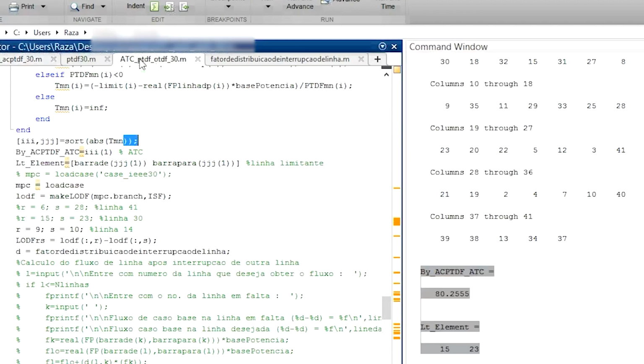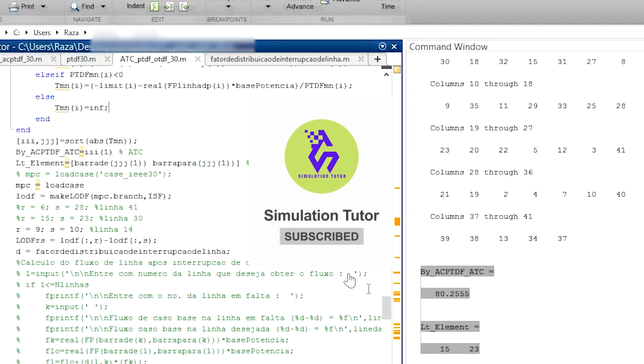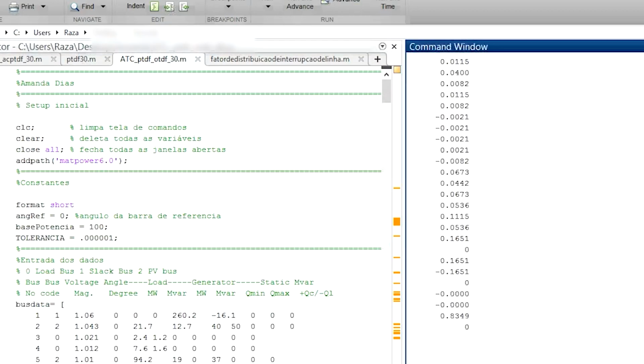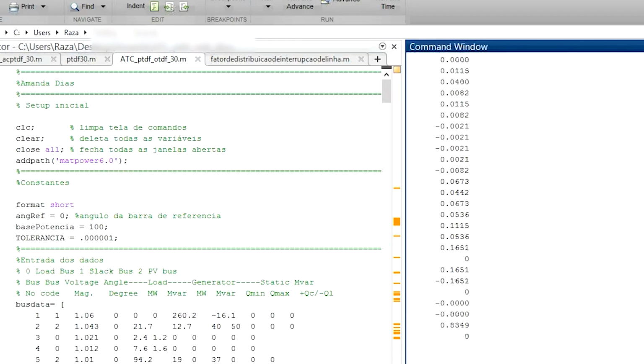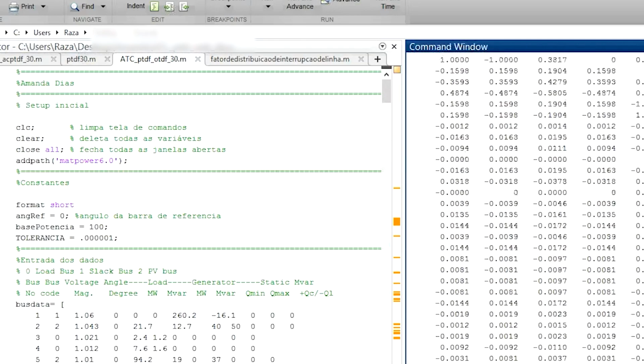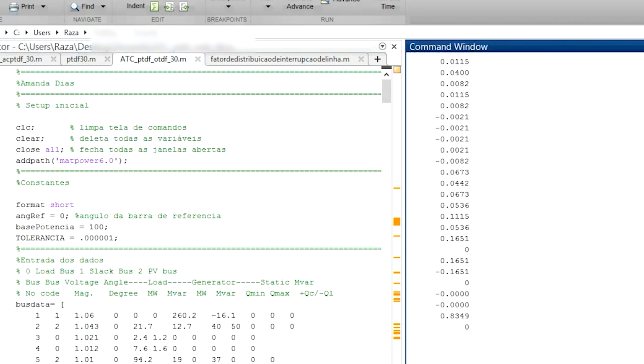And the main factor, which is actually the power transfer distribution factor, is a sensitivity measure of how a change in power flow on one transmission line affects the power flows on other lines in the system.